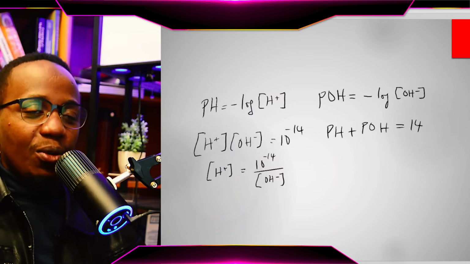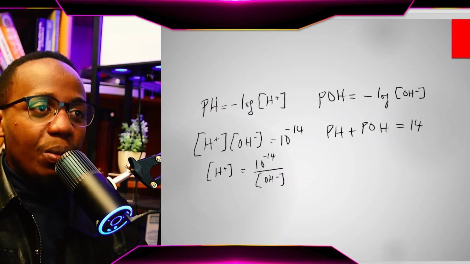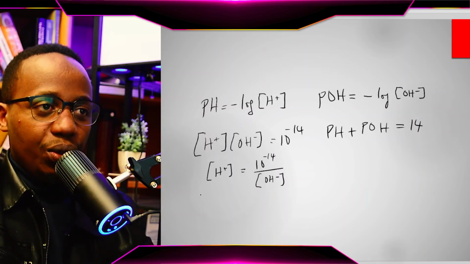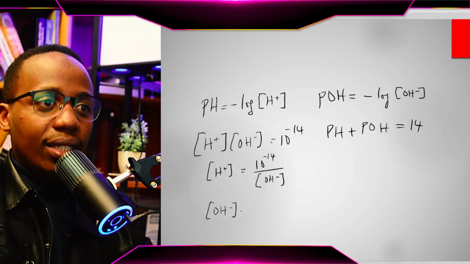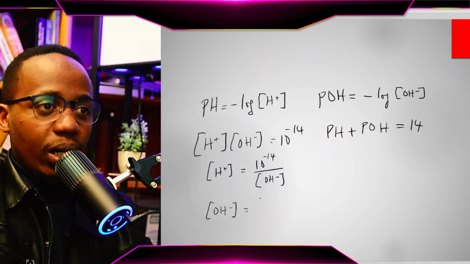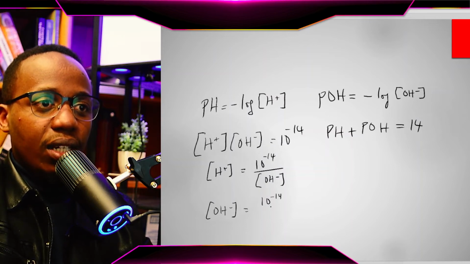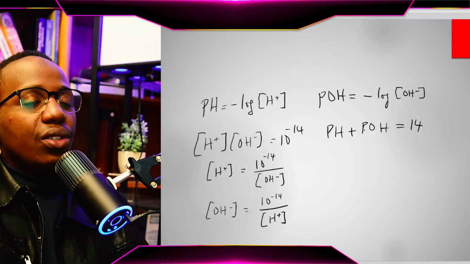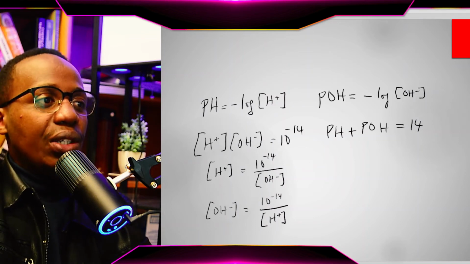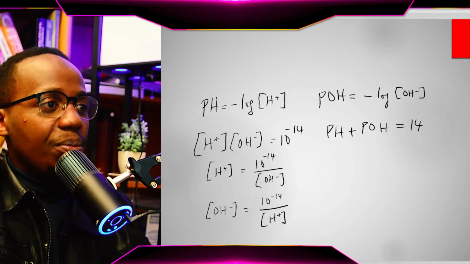All right. So I'm writing down the formulas that we use to calculate pH. Here, also, from this formula, you can find OH minus is equal to 10 to the negative 14 over the concentration of H plus. Easy. So these formulas are used to calculate pH.